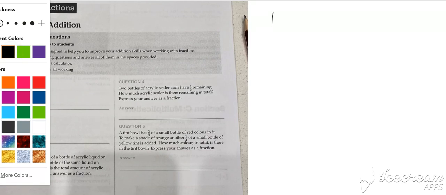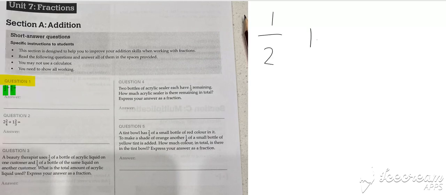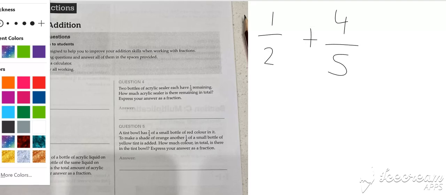Now that's going to be important because when we do addition of fractions, we have to pay attention to the bases. They have to be the same. Now at the moment, they're not the same. You can see that. You're like, oh yeah, that's not going to work.